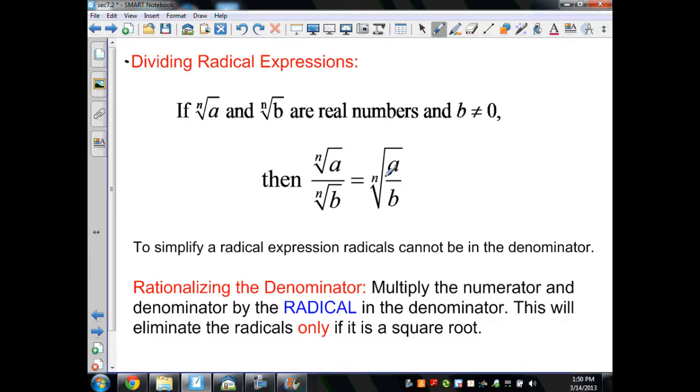After I simplify, if there's a radical in the denominator, remember I can't have a radical in the denominator. Therefore, to eliminate that radical in the denominator, I'm going to rationalize. And if it's a square root, I'm going to multiply the numerator and denominator by that radical in the denominator. If it's an nth root, I'll have to do a little bit more work to multiply the numerator and denominator to eliminate that nth root in the denominator.